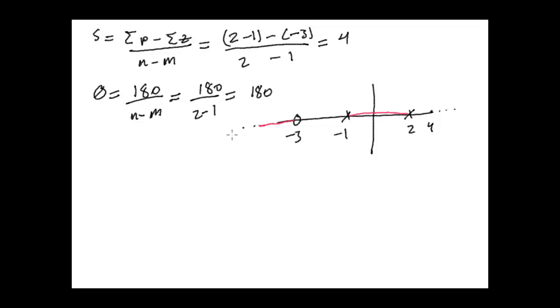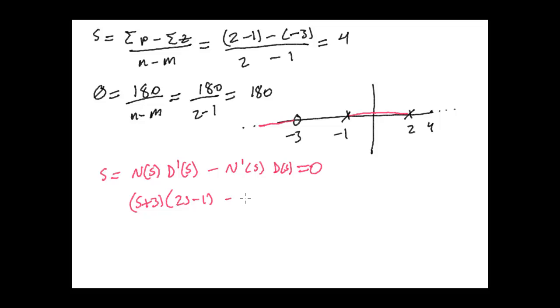So these points are called the break-in and breakaway points, and they will be found using the following equation, where s is equal to the numerator of the transfer function times the derivative of the denominator of the transfer function minus the numerator, the derivative of the numerator, times the denominator. And this is equal to 0. So we will be solving this equation. Let's put in all the important pieces of information first. So this was s plus 3, and the denominator is s, the derivative is 2s minus 1, minus the numerator, derivative of the numerator, which is 1. The denominator is s squared minus s minus 2, which is equal to 0.